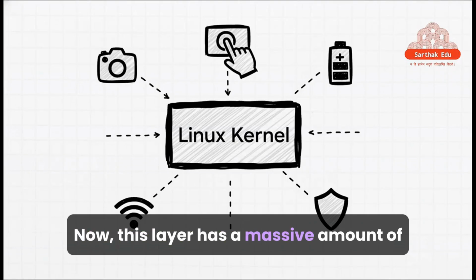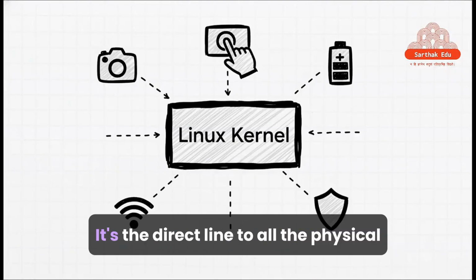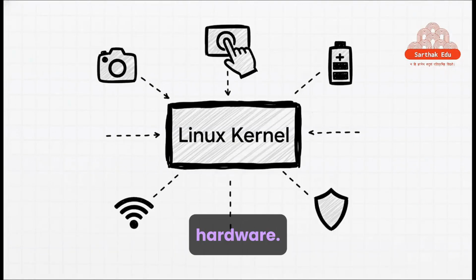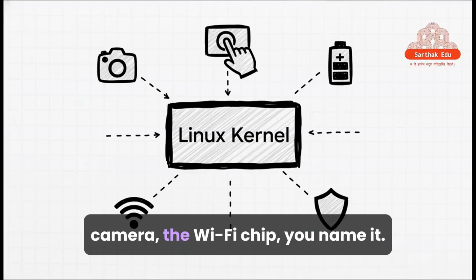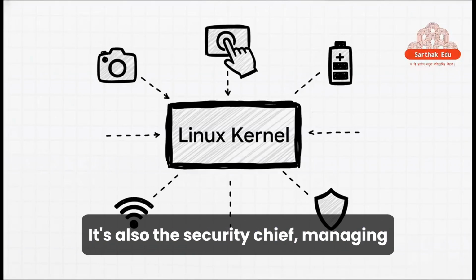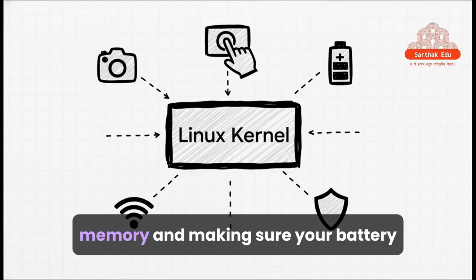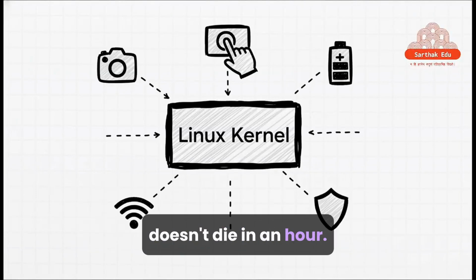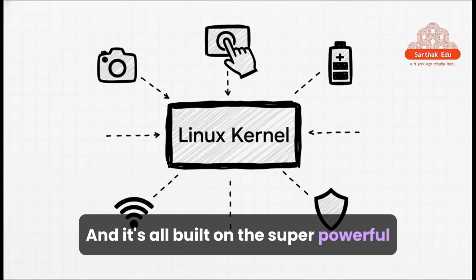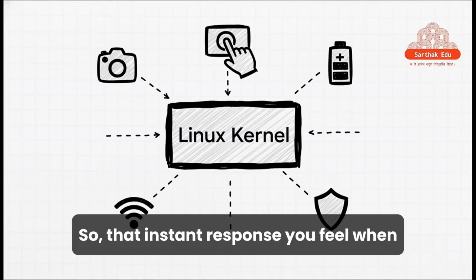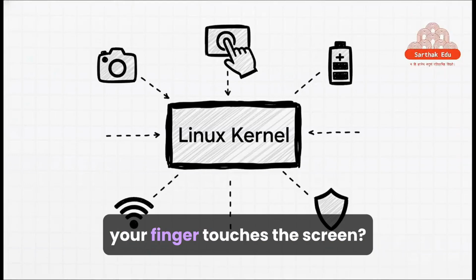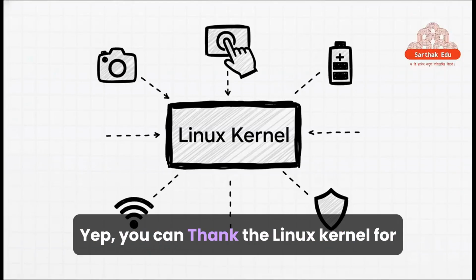Now, this layer has a massive amount of responsibility. It's the direct line to all the physical hardware. We're talking the touchscreen, the camera, the Wi-Fi chip, you name it. It's also the security chief, managing memory and making sure your battery doesn't die in an hour. And it's all built on the super powerful and proven Linux kernel. So that instant response you feel when your finger touches the screen, yep, you can thank the Linux kernel for that.